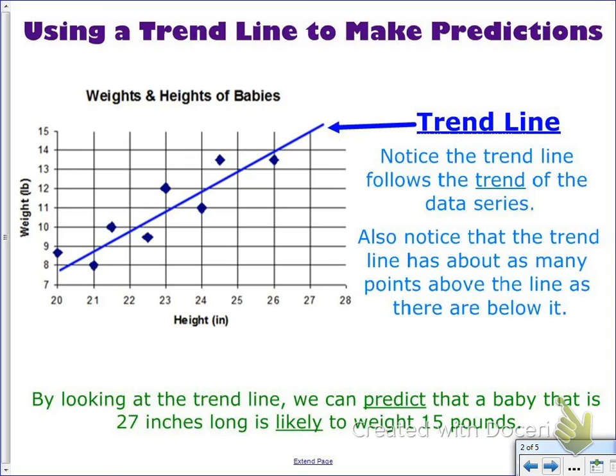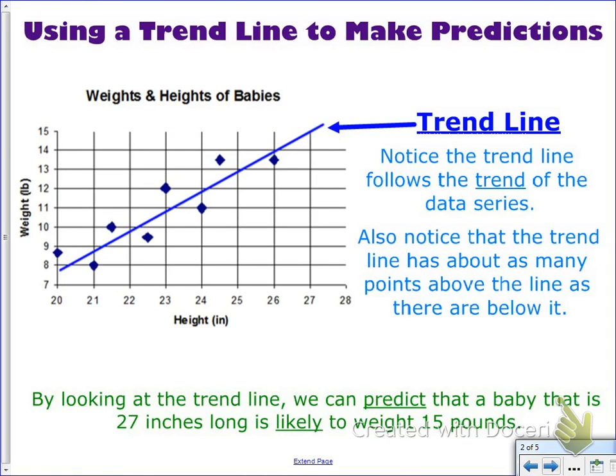So if we look at this 27-inch mark, which is right here, we see that it hits that trend line at the 15-pound weight mark right here. So we know, just like it says in green, that we can predict that a baby that is 27 inches long is likely to weigh 15 pounds or is going to weigh around 15 pounds. Now that doesn't mean that when we have a 26 or 27 inch baby, that baby can't weigh 12 pounds or 20 pounds. They can, we're just using it based on this trend.